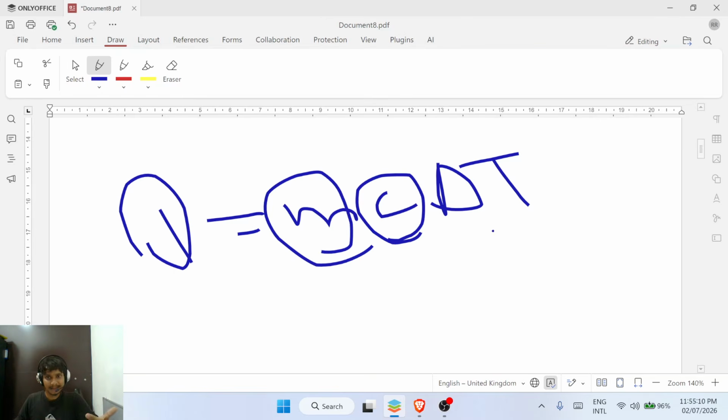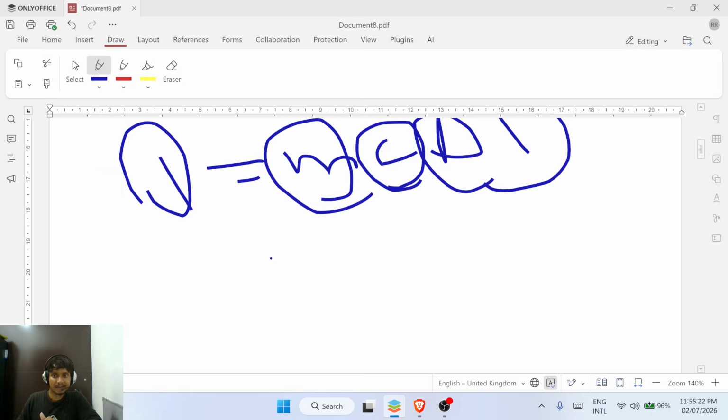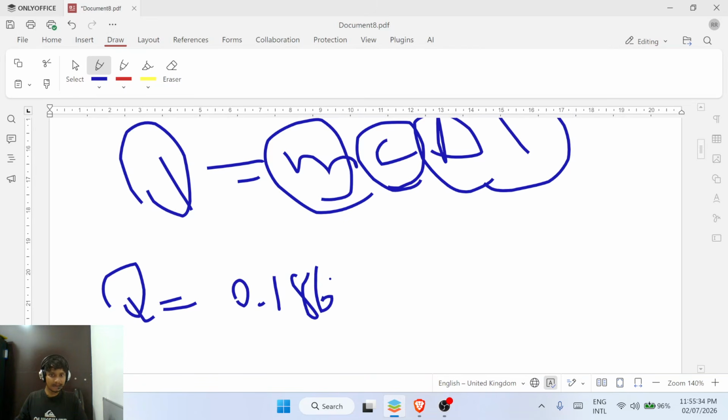They have given the C. Now we know T1 and T2. Therefore, if we subtract T1 from T2, we will get delta T. Therefore, Q is equal to, what is the mass of the gas? m is equal to what we just found, 0.186 kilogram.